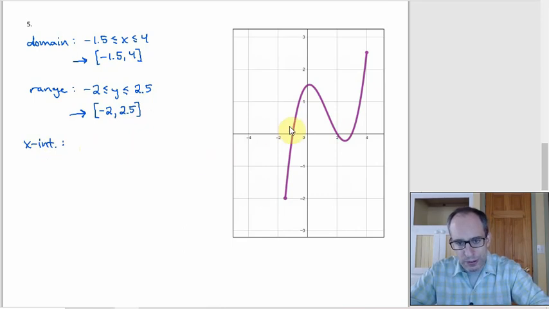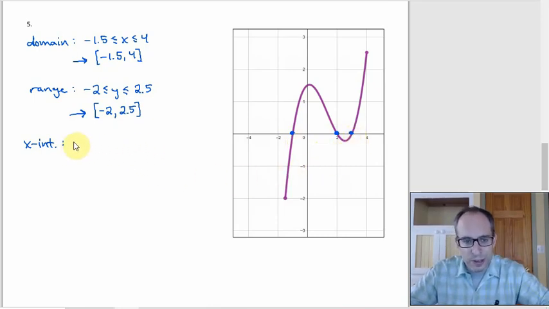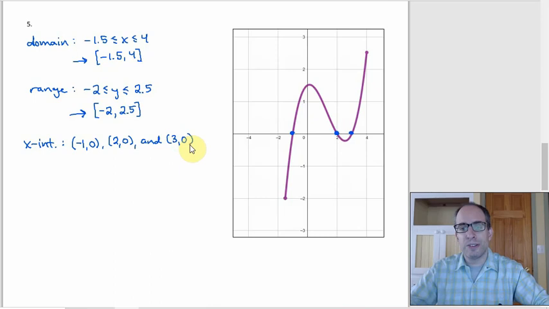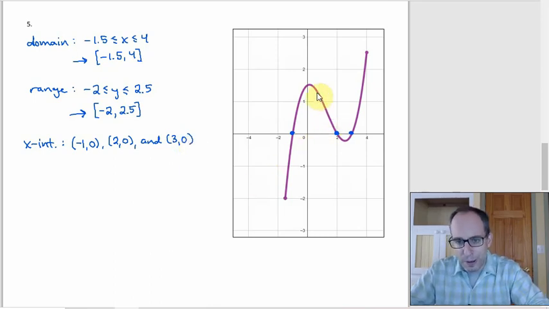All right, then x-intercepts, we've got 3 of them because the graph is going to cross the x-axis right here, but then twice on this side, so right there and then right there. So we've got 3. It looks like the x-coordinate here is -1. This one over here is 3 since it's halfway between 2 and 4. So what we should get would be -1, 0, 2, 0, and 3, 0. So 3 x-intercepts this time. Still just the 1 y-intercept.